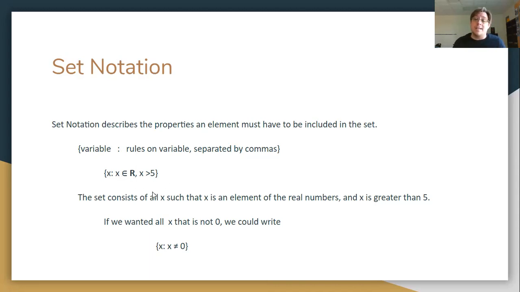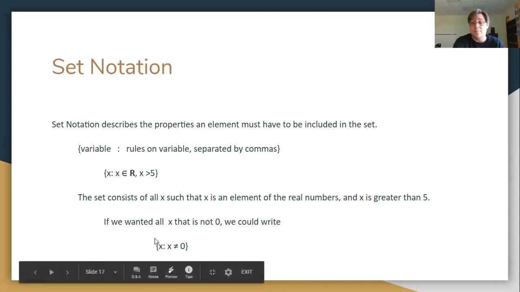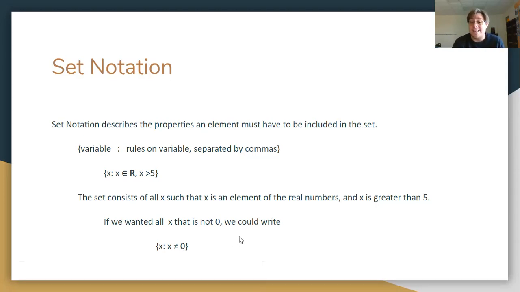Let's say that we want to write a set where x just can't be 0. It could be anything else. Then again, we would use our curly brackets, and we could simply say it's the set of all x such that x is not equal to 0. And that would be it. That would show our set using just the set notation.